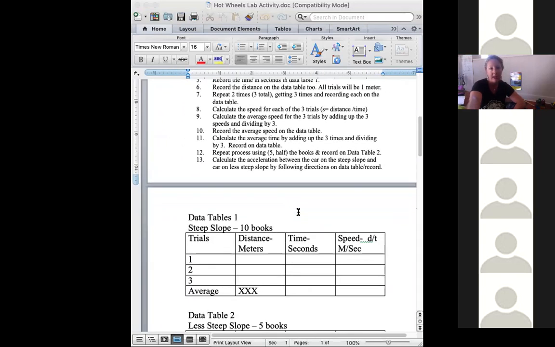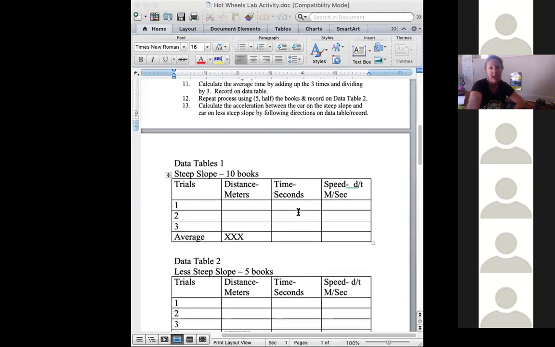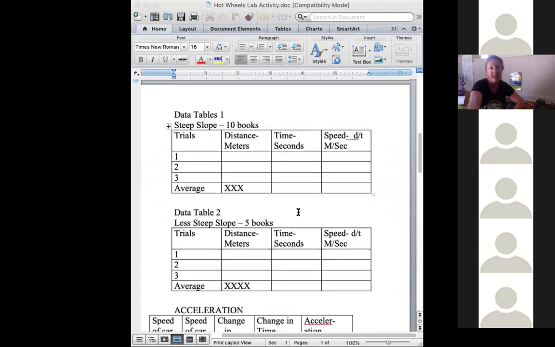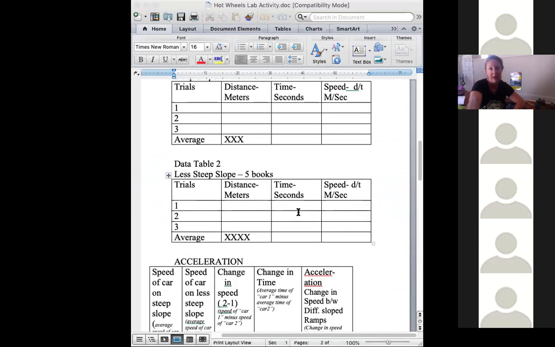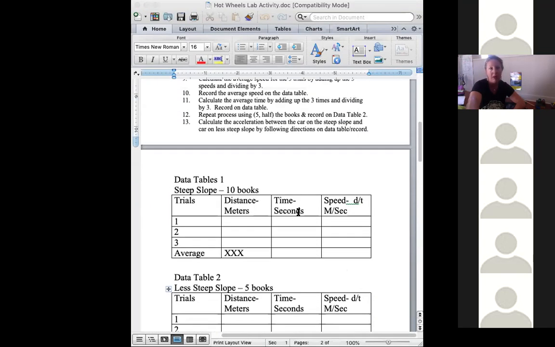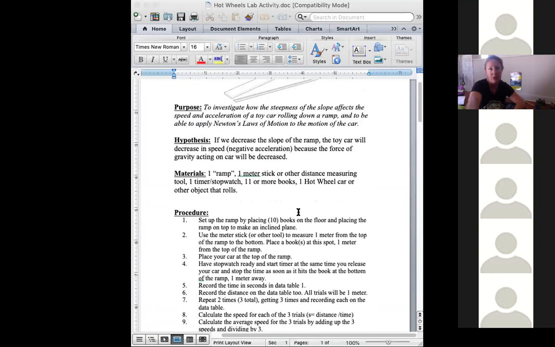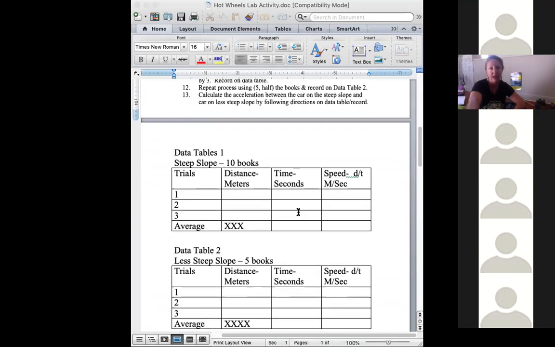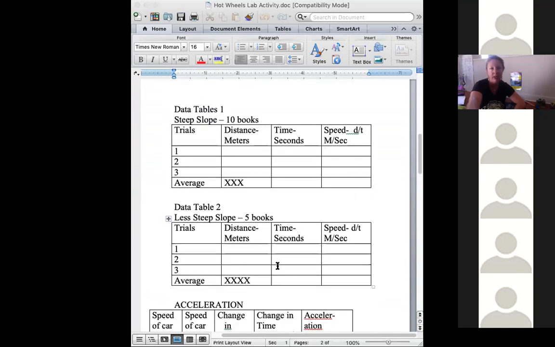The second page of this document has the data tables. There's 3 of them. You do have to fill these out. There won't be anything that you need to write on page 1, but on page 2, you're going to be filling in data table 1, data table 2. The difference between these two is the slope of the ramp.